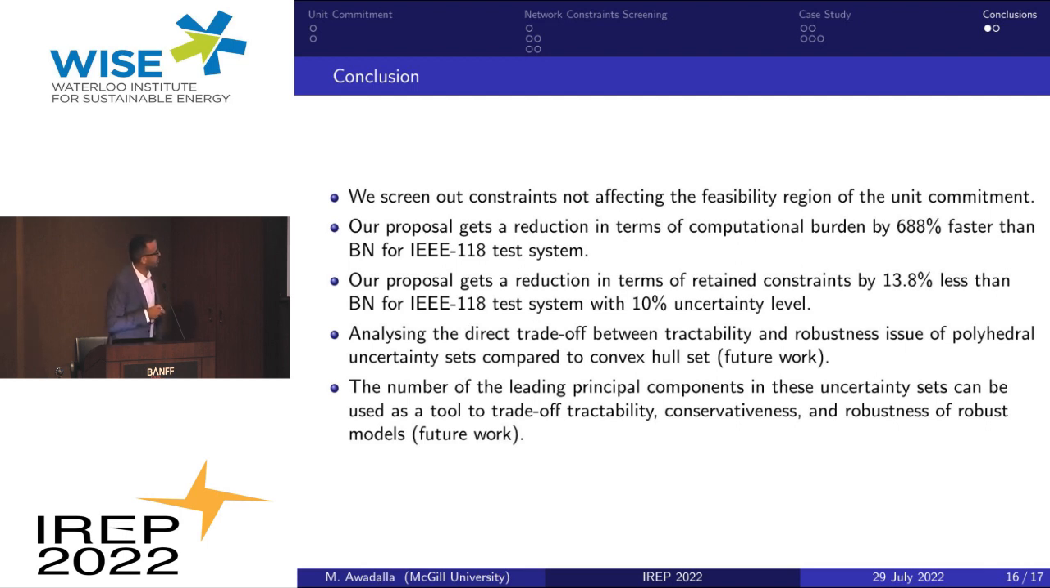To conclude, we managed to screen out the constraints that are not affecting the feasibility region, and the current direction in our work is to find the trade-off between tractability and robustness using the polyhedral uncertainty set compared to the convex set, and how many principal components we can use to achieve the goal without considering all the principal components.